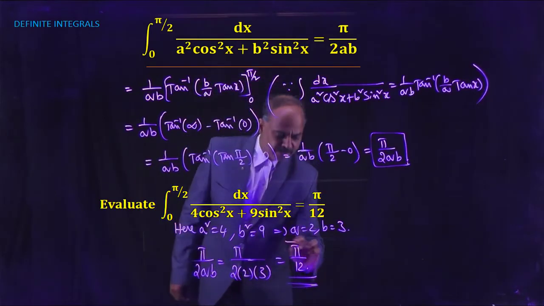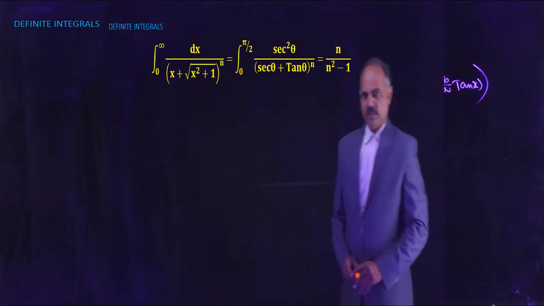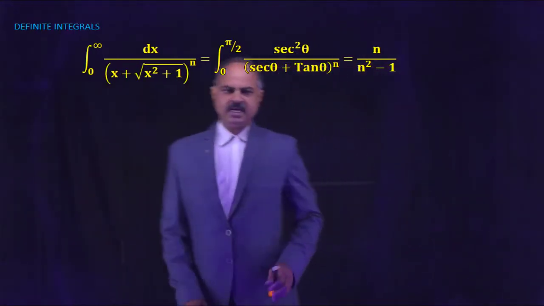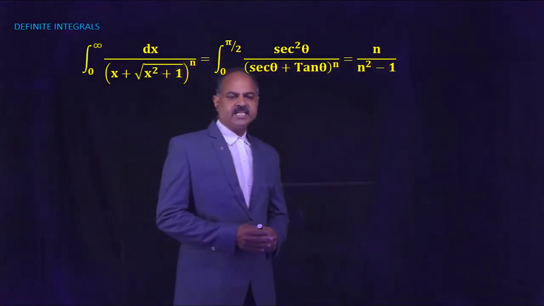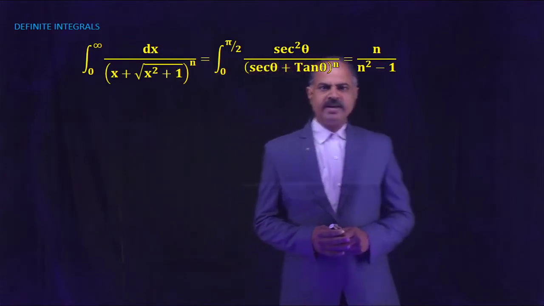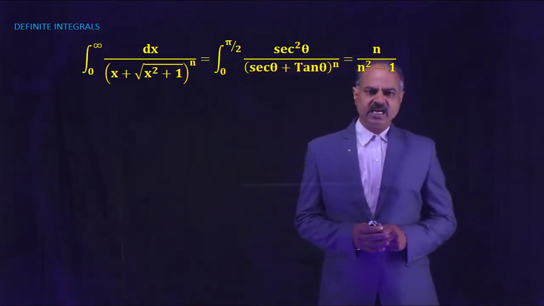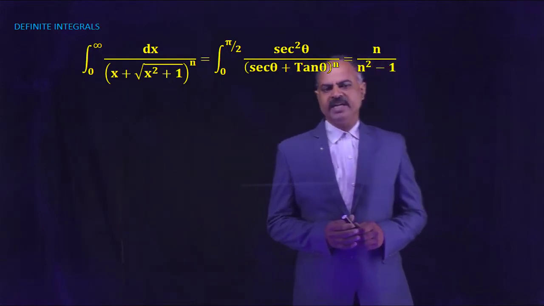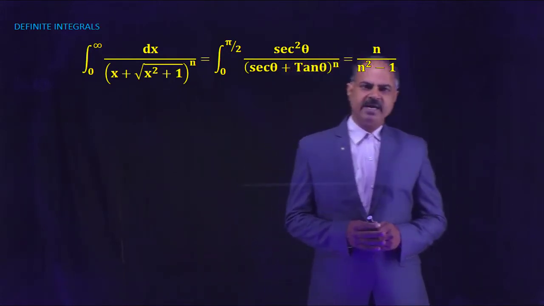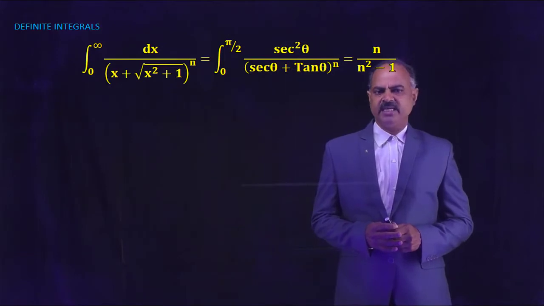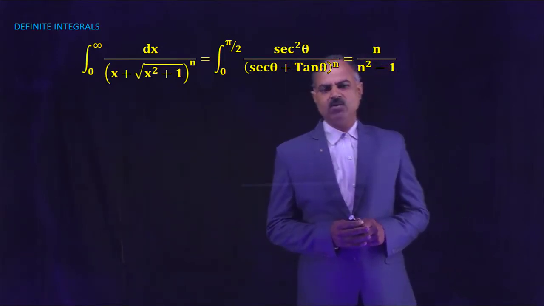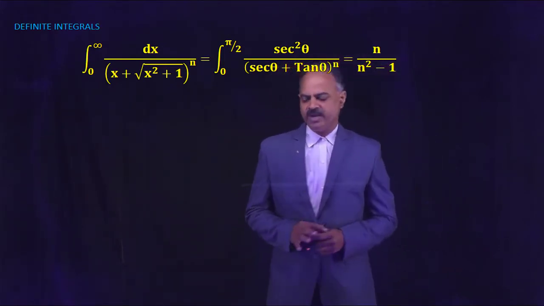Therefore integral 0 to pi by 2 dx by 4 cos square x plus 9 sin square x equal to pi by 12. Next formula: integral 0 to infinity dx by (x plus root over x square plus 1) whole to the power n equal to integral 0 to pi by 2 secant square theta d theta by (secant theta plus tan theta) whole to the power n, that is equal to n by n square minus 1.